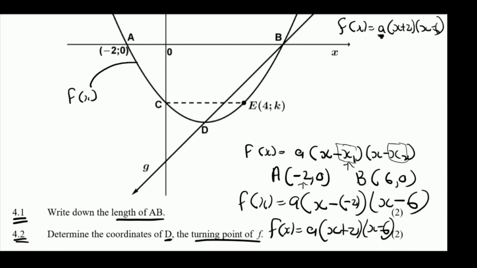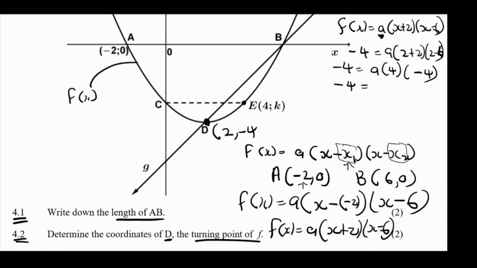Because this is a graph of f and we know the point D now equals (2, -4), we can simply substitute that. Where there's y, put -4 is equal to a(x + 2)(x - 6), and where there's x, you're just going to put the value of 2. So it's -4 = a(2 + 2)(2 - 6). That is -4 = a times 4, and 2 minus 6 is -4. So it's going to be -4 = a times -16.